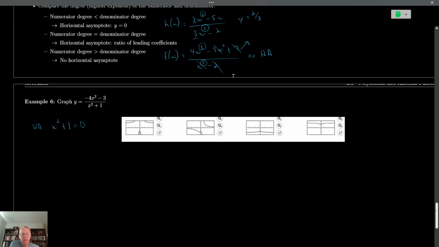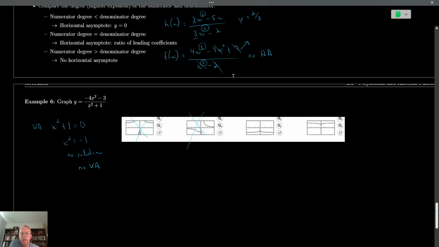Now, notice this: if we move the 1 over, we get x squared equals -1. So there's no solution to this. No solution means no vertical asymptote. So that tells us it's not this one and it's not this one.